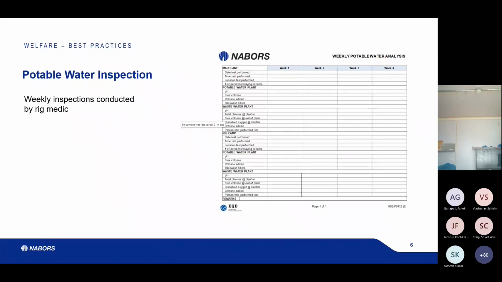Additionally to the weekly HSE inspections that are conducted in compliance with KOC procedures, regulations and rules, we are also providing a potable water inspection on a weekly basis in order to ensure that the water is within the safe limits at all times, and nobody is exposed to any kind of risk, especially when they are taking showers or using the industrial water, which is as well possible.